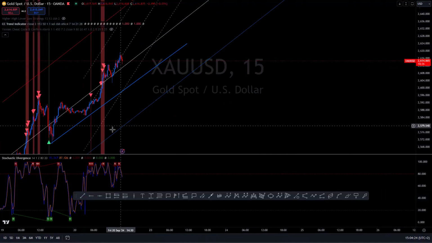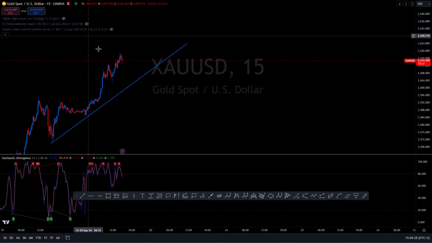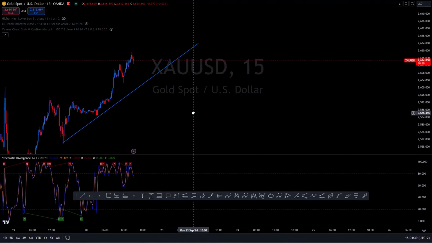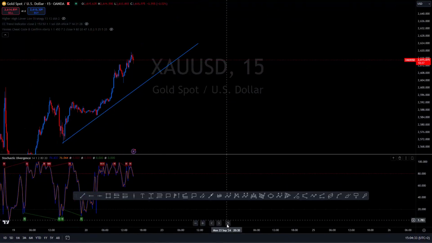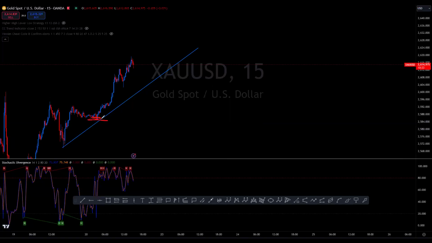But yes, the gray lines are pointing upward as well. So price is still overall bullish. But now we're going to draw a trend line. We're pretty much going to start from this swing low here, and then we see a bunch of structure here, so I'm going to get through that.